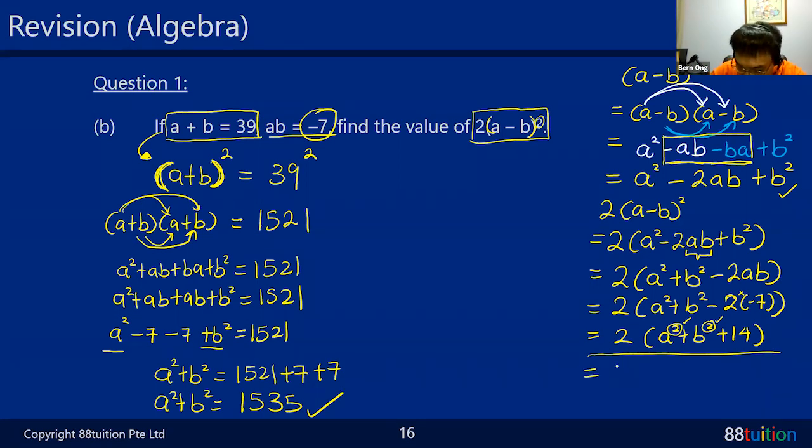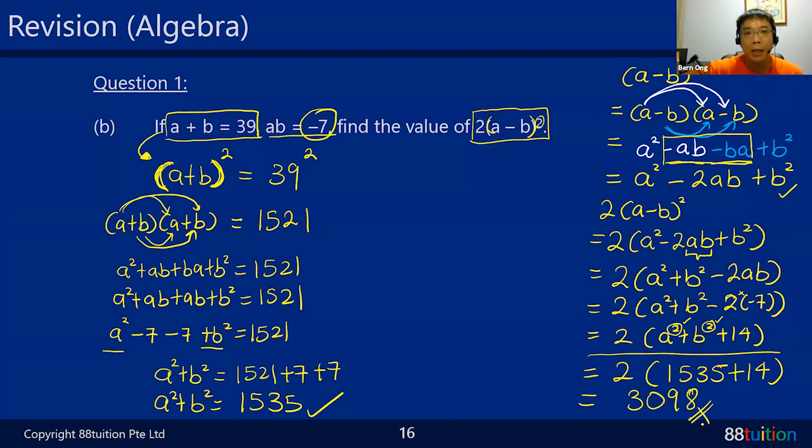I purposely put back here. A squared plus B squared is 1535 plus 14, right? Can you see? All right, so I have enough information. So 1549 times 2, answer is 3098. That's the final answer for Sec 2.